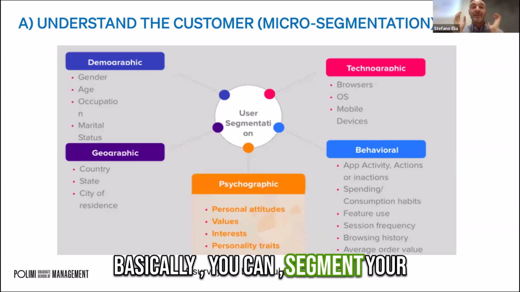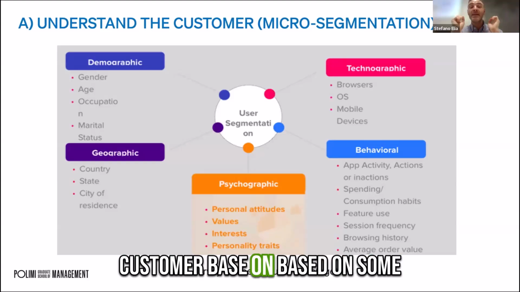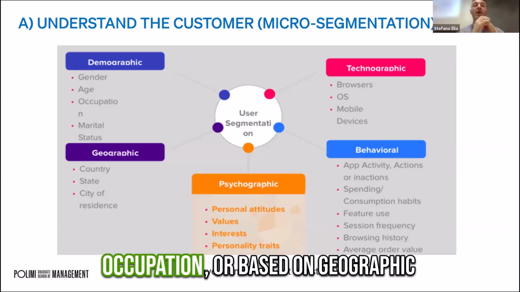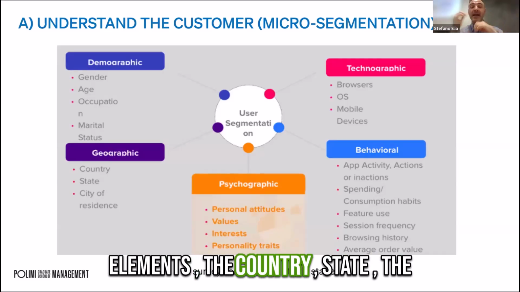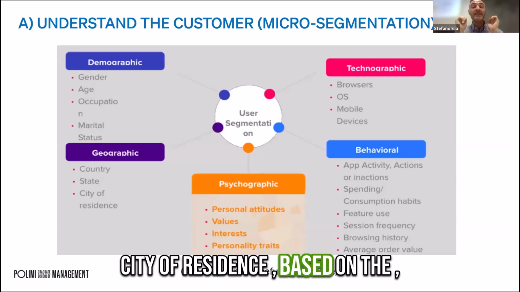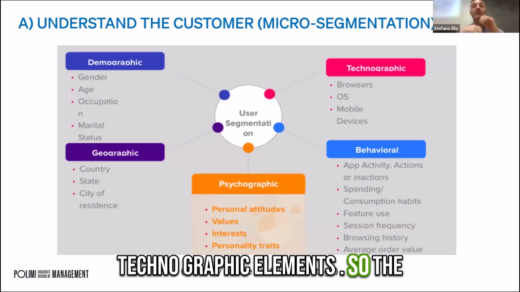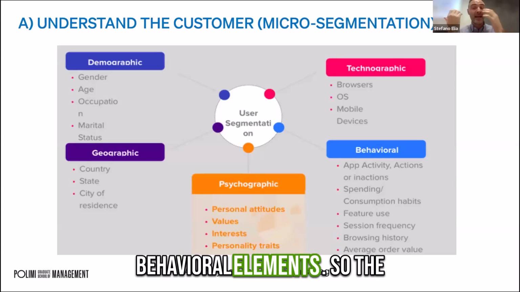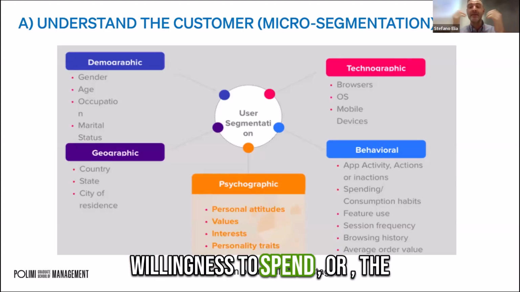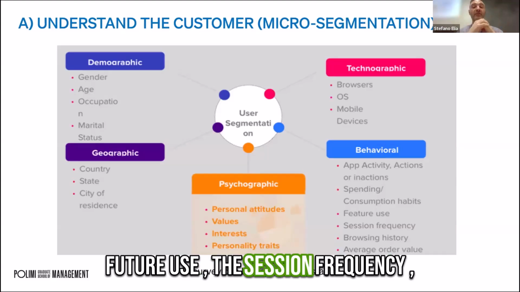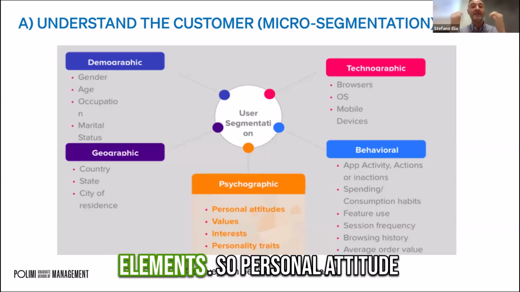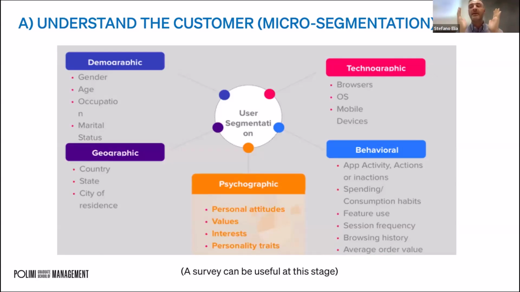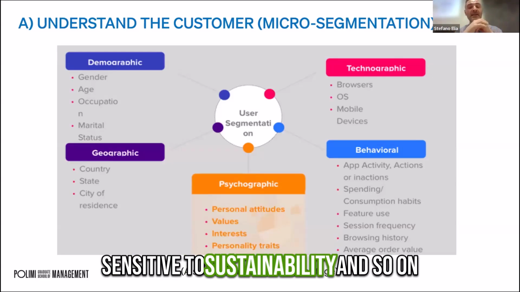Basically, you can segment your customers based on demographic characteristics, so gender, age, occupation, or based on geographic elements, the country, state, or city of residence, based on technographic elements, so the browser and the mobile device they use, based on behavioral elements, so the willingness to spend or future use, the session frequency and so on, or the psychographic elements, so personal attitude, values, interests, so if a person is particularly sensitive to sustainability and so on and so forth.